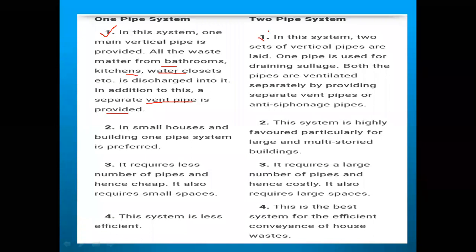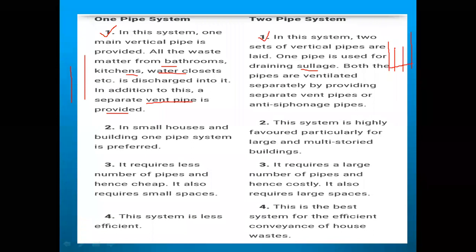Whereas in this two pipe system, there are two sets of vertical pipes. So here one set is for the connection, and the other one is for the vent. So here you have two sets of piping system, and the other one is a venting system. In this system, two sets of vertical pipes are laid. One pipe is used for drainage of sewage, and the other pipe is used for drainage of sullage. Both the pipes are ventilated separately by providing separate vent pipes or anti-siphonage pipes. So you can provide one ventilation pipe for this pipe and one for that pipe, or you can join them and provide a single common ventilation pipe.